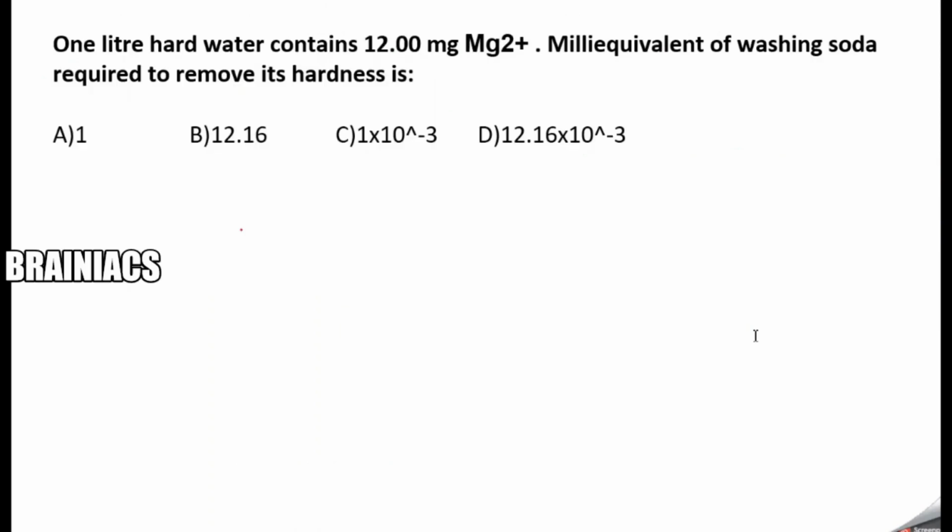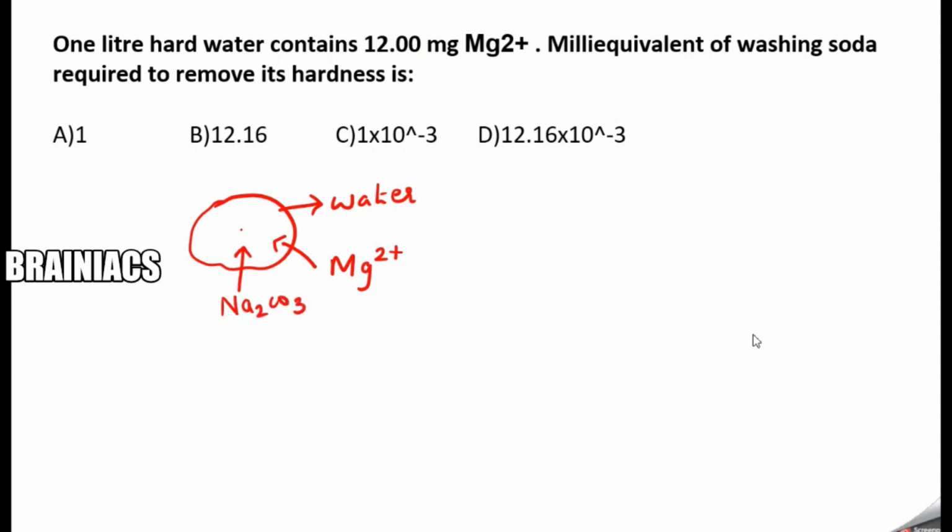So this time we have a wonderful question in front of you. We'll just read the question. One liter hard water contains 12 milligram of Mg2 plus. Milli equivalent of washing soda required to remove its hardness is. So they are just telling there is water. Let me say this is my water. It is hard water, that's why they are telling it has Mg2 plus, magnesium ion, present. And they are asking how much washing soda you need.